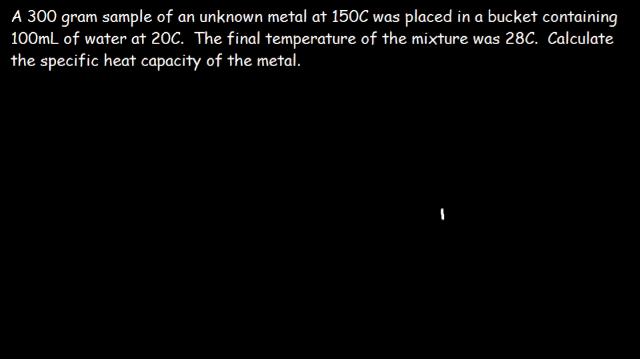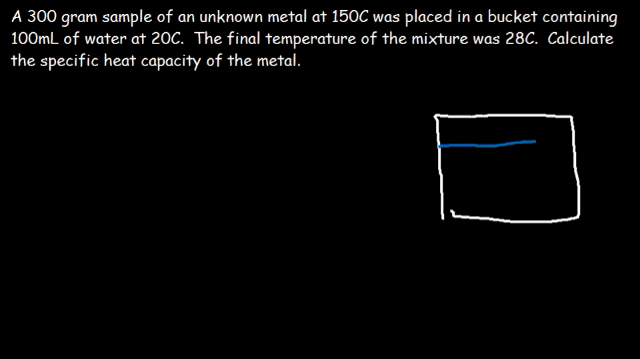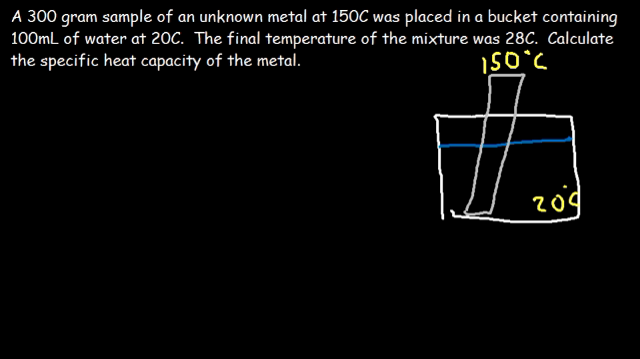So we have a bucket that has water and a metal was placed inside this bucket. And so the metal is at a temperature of 150 degrees Celsius initially. And the temperature of the water is only 20. So heat flows from hot to cold. So heat is going to flow from the metal into the water.